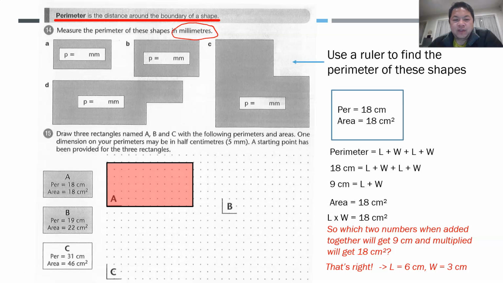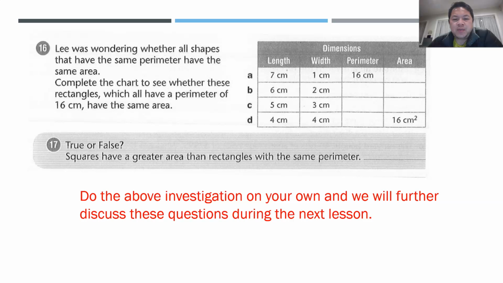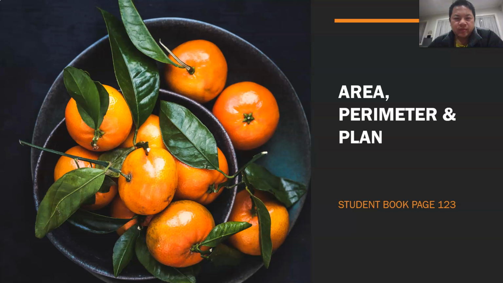I'll leave it to you to do B and C. B is actually quite challenging. Think through carefully before you answer, and we'll go through the solution during the next lesson. For the next part, using the same concept that I've taught you, do the investigation. This part is really interesting, and I hope you can make a generalization, which is something that you should know in the long run. I will further discuss this question during our next lesson.